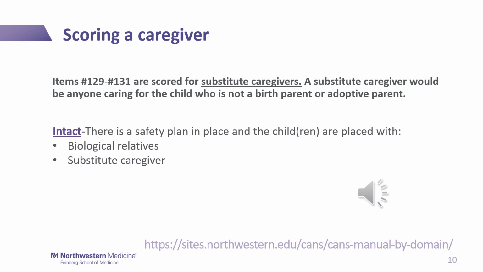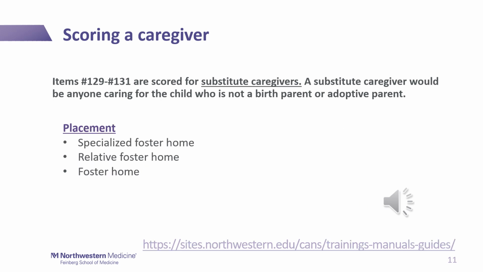Items 129 to 131 are scored for substitute caregivers. A substitute caregiver would be anyone caring for the child who is not a birth parent or adoptive parent. When looking at intact, these may be biological relatives or substitute caregivers. 129 to 131 may also be scored for some substitute caregivers or anyone caring for the child who is not a birth or adoptive parent.